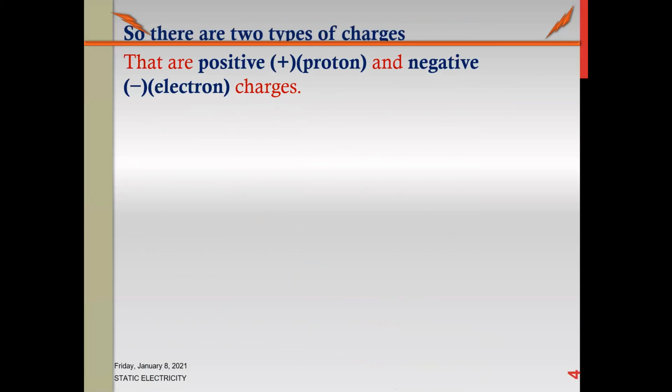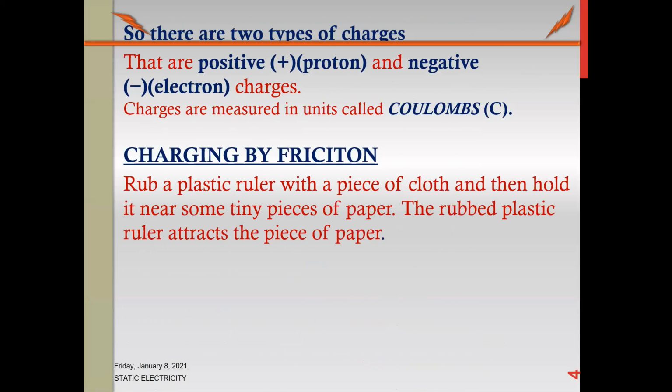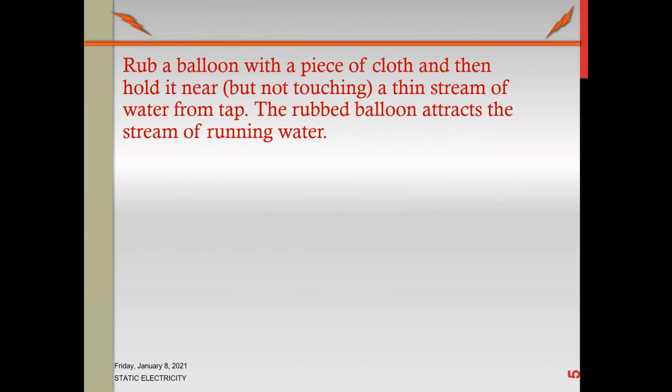This we already discussed. There is a way to identify the nature of a charge, that's called a gold leaf electroscope. That's a device which is used to find the nature of the charge.